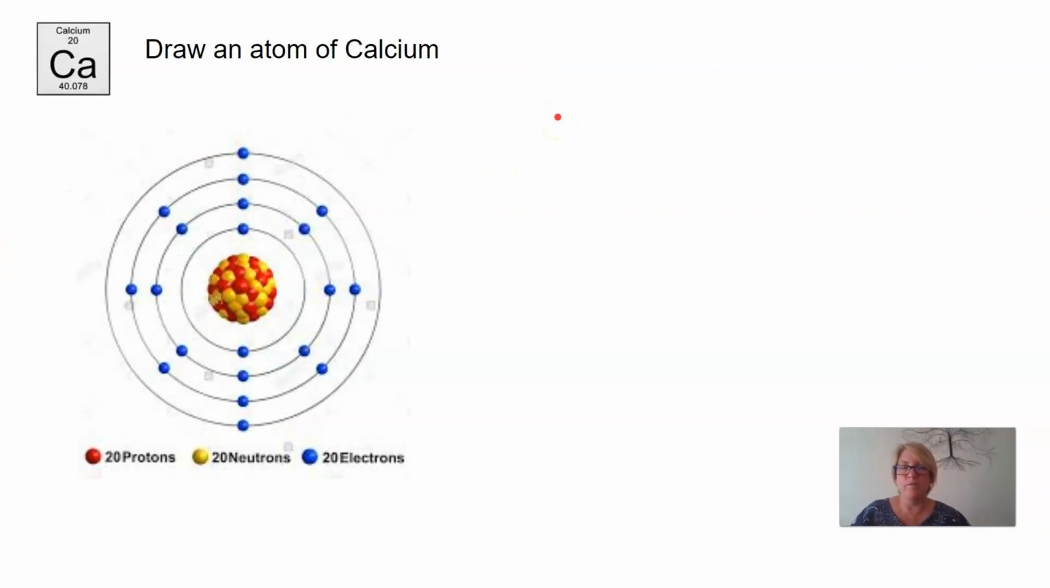Here is a drawing of an atom of calcium. Okay, so you're going to find there's 20 protons and neutrons in the nucleus, and there's 20 electrons. You will also notice that we will find calcium in period 1, 2, 3, 4 on the periodic table because it's got 4 shells. And if we go around the outside, we can see that there's 1, 2 electrons in the outer shell, which means we'll find calcium in group 2.